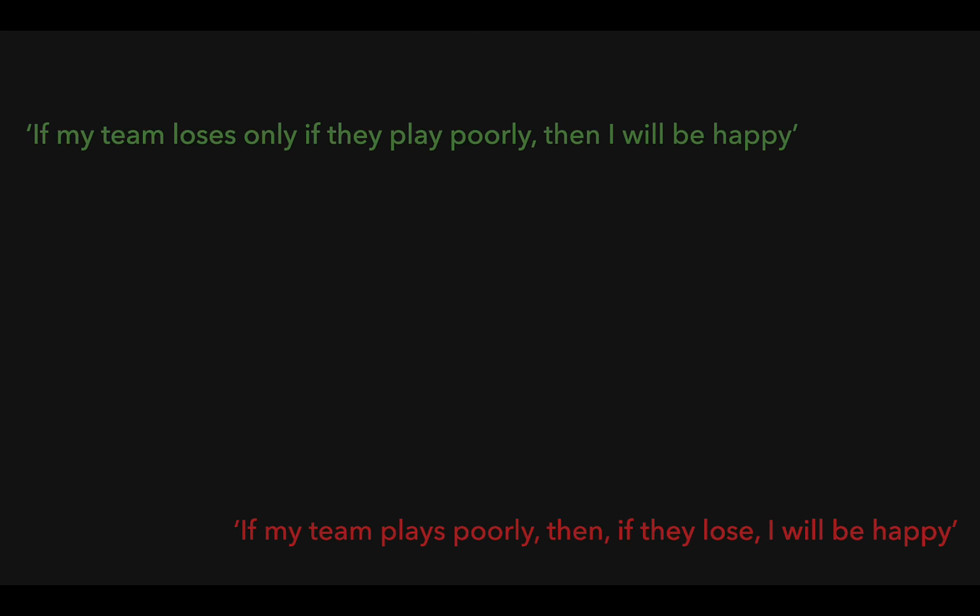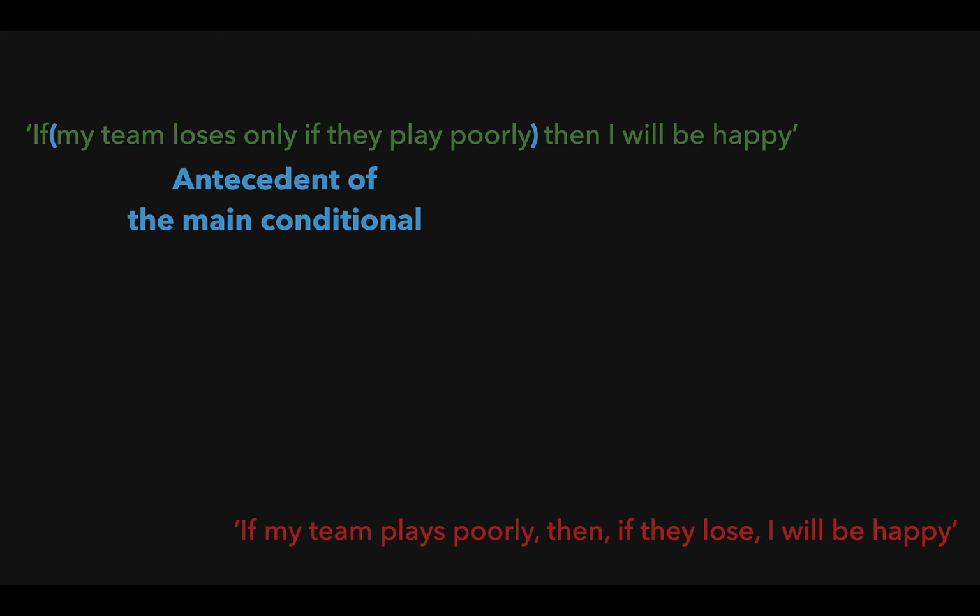Now, what is that difference in logical structure, just in the English? Well, if we look at the first sentence, it's a conditional, an if-then. And the then part is simple. It's just, I will be happy. But the if part, the antecedent, is itself a complex conditional. So what we've put there in the parentheses is, my team loses only if they play poorly. That is the antecedent of the main conditional. So the whole main conditional has a simple consequent but a complex antecedent. The antecedent is itself a conditional.